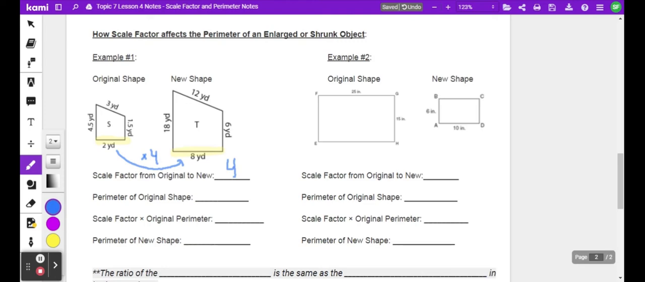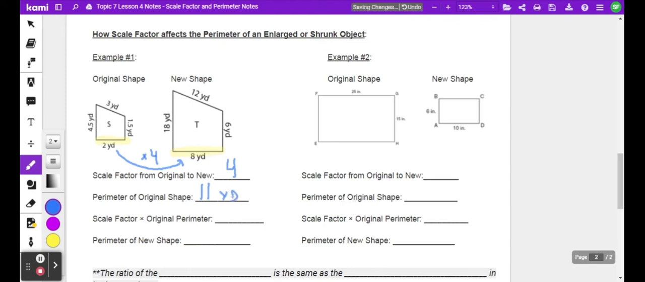So now I'm going to find the perimeter of the original shape. Remember, to find the perimeter of an object, we just add all of the edges of the shape together. So in that smaller original trapezoid, I can see 3 plus 2 is 5. 5 plus 4.5 would be 9.5. And then 9.5 plus 1.5 would be 11. So I can tell you right now that the perimeter of the original shape is 11 yards.